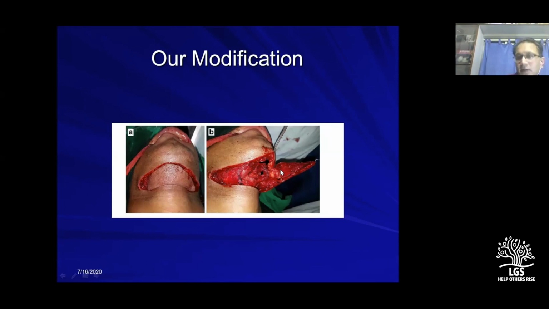One of the disadvantages of this approach is that your arc of rotation is slightly lesser because it is hinged by the antigonial blood supply, the retrograde blood supply here. But then what we found is when we tend to rotate the flap, it tends to come and beautifully sit.